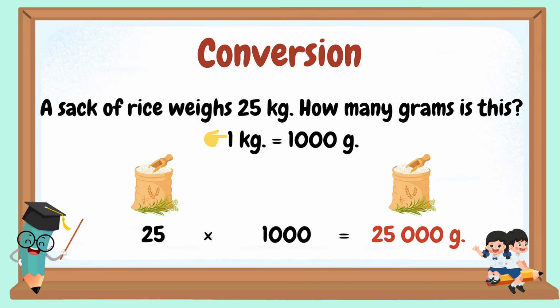A sack of rice weighs 25 kilograms. How many grams is this? Again, 1 kilogram is equal to 1,000 grams. If the rice weighs 25 kilograms, 25 times 1,000 is equal to 25,000 grams.